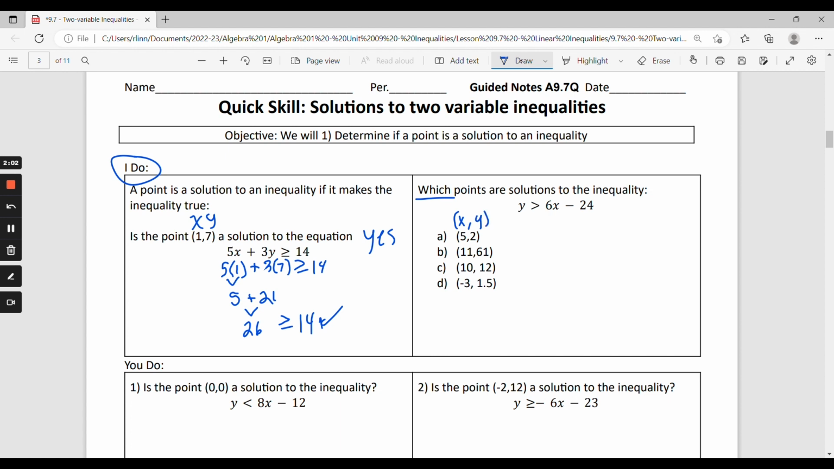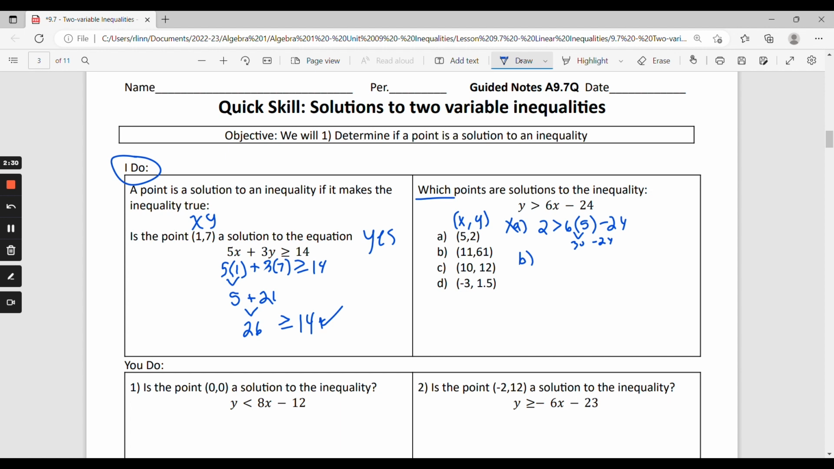So my first one here, problem A, let's go ahead and substitute in. We'll say 2 needs to be greater than 6 times X. My X value is 5, minus 24. 6 times 5 is 30. 30 minus 24 is 6. 2 is not greater than 6. So we're going to say that A is not true. Let's go ahead and move on to B.